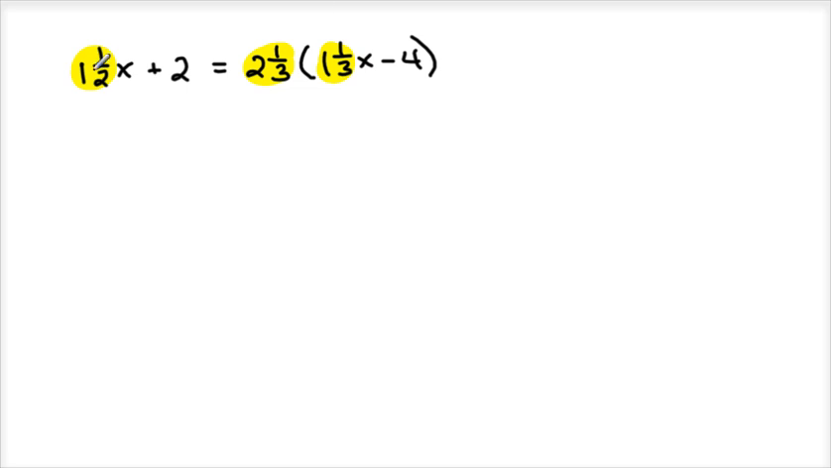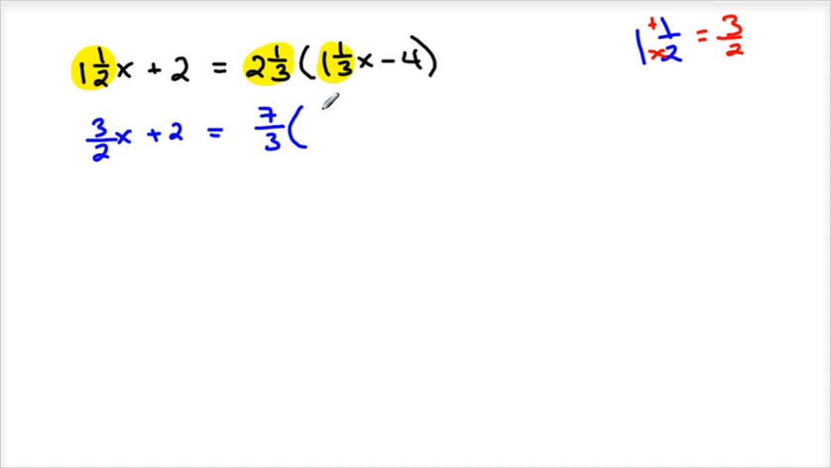Let's make everything improper. So 1 1/2 x is going to be 3/2 x plus 2 equals, and this is just going to be 1 1/2. Again, I'm multiplying 1 times 2, adding 1. 1 times 2 is 2, plus 1 is 3. 3 over 2, just a quick refresher. And here we have 2 1/3. 6 plus 1 is 7 over 3 times the quantity 1 times 3 is 3 plus 1 is 4. 4 over 3x minus 4. Alright, so the only thing I did was just convert these into improper fractions.